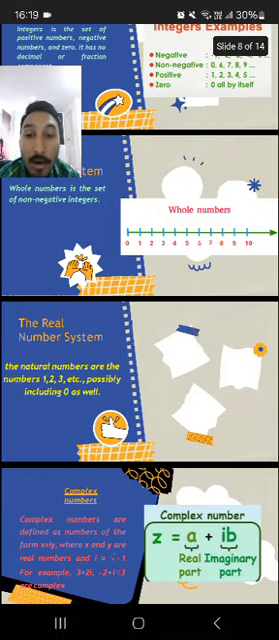Now, natural numbers are also the same. They are like 1, 2, 3, 4, 5, 6, and it includes 0 also. So basically you can say it's also whole numbers. That's all about real numbers.